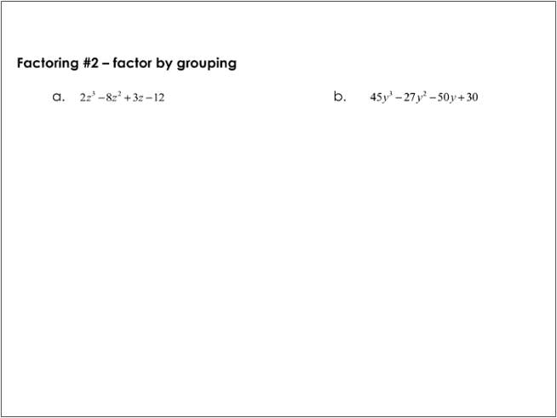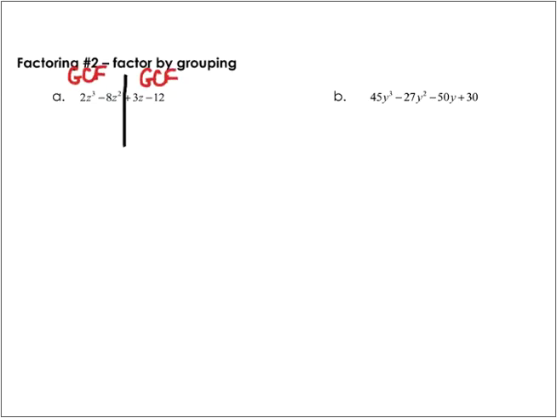Now we're going to try factor by grouping. Now this might be new to you. You may have not seen this before, so just bear with me here. What we're going to do is group this. Sometimes you might want to actually break it into two totally different binomials. We're going to look for the greatest common factor in the first group, and we're going to look for the greatest common factor in the second group.